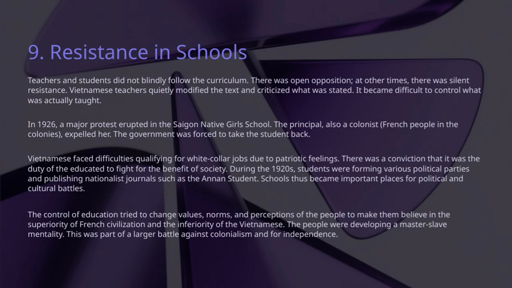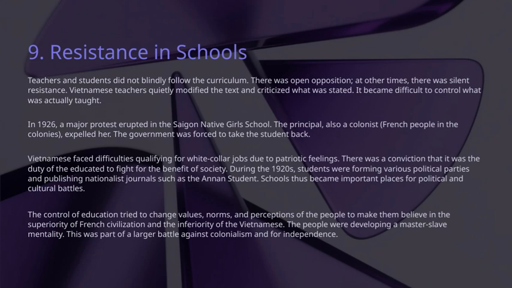Now, interestingly, many Vietnamese faced real difficulties in qualifying for white-collar jobs because of these patriotic feelings. There was a strong belief that the educated had a duty to fight for the good of society, and this sense of responsibility fueled resistance. During the 1920s, students started forming political parties and publishing nationalist journals, like the Annan Student, which became important platforms for expressing their views.